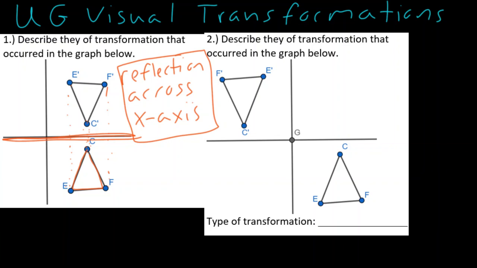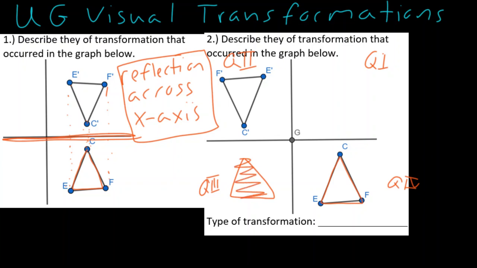All right, now number two is a little bit different. Notice, yeah, the triangles are pointing in different directions, but they're not right beside each other. What do I mean by that? So this triangle right here, CEF, they're not in quadrants next to each other. Okay, so remember, this is quadrant 1, this is quadrant 2, this is quadrant 3, and of course this is quadrant 4. Well, if they were right next to each other, hey, this would be easy. This would clearly be a reflection. All right, but it's not.